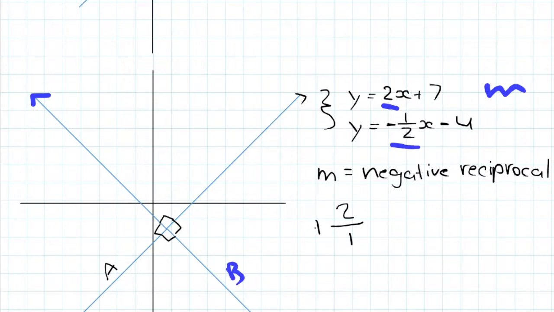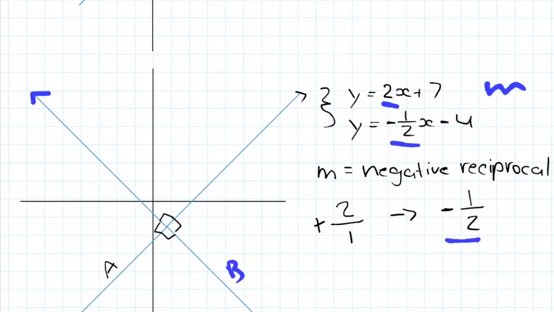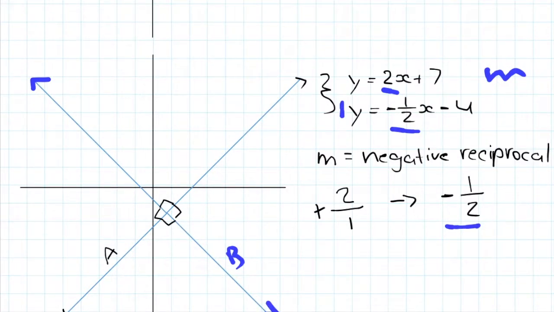So instead of a plus, you turn it into a minus, and you flip the fraction to get 1 over 2. And if you look at that, this negative 1 over 2 is the same slope for our second line over here. Well, some of you may be asking, how can two lines with negative reciprocals really be perpendicular? Well, it's fairly simple when you think about it.